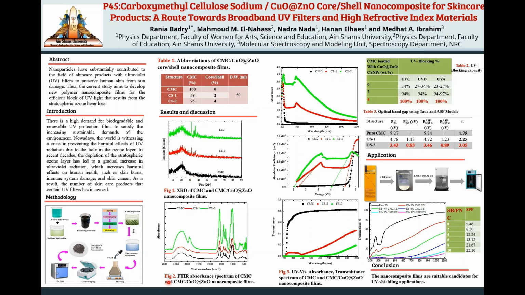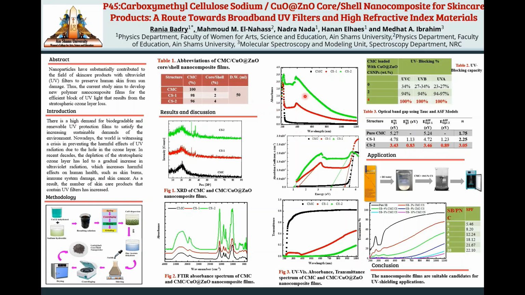However, FTIR results confirmed the formation of hydrogen bonding between CMC and core shell nanoparticles due to the increase in the intensity of the OH group of CMC and the intensity of the core shell stretching band.